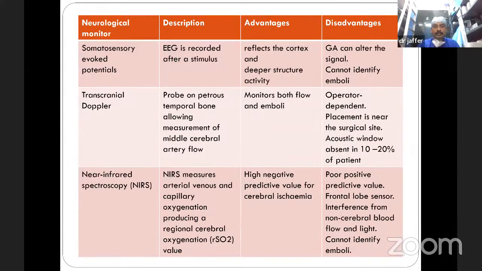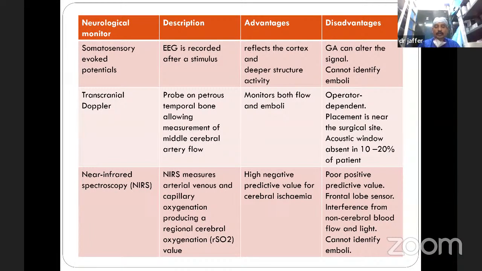Then somatosensory evoked potentials can also be done. They can measure the cortex as well as deeper structure activity. Then transcranial Doppler: the probe can be placed on the temporal bone and it takes measurements of the middle cerebral artery. It monitors the flow as well as emboli. But this also is cumbersome because it doesn't give continuous monitoring.